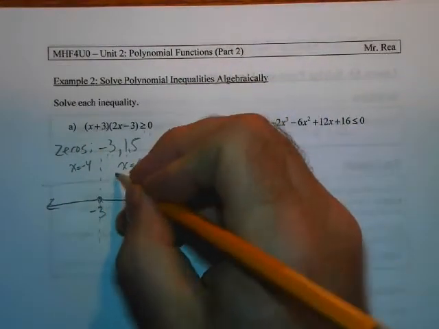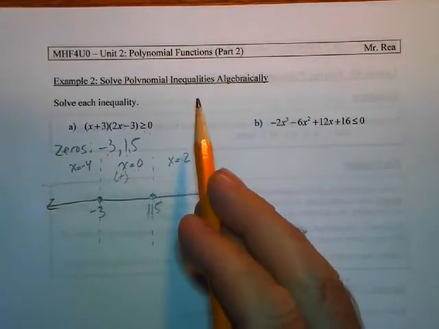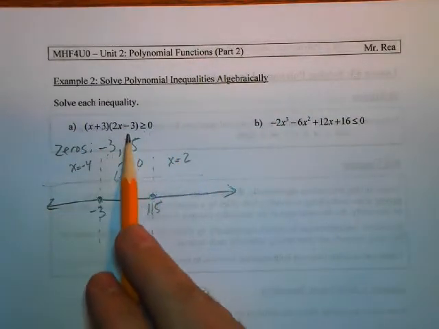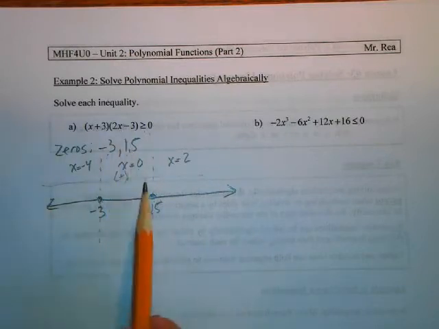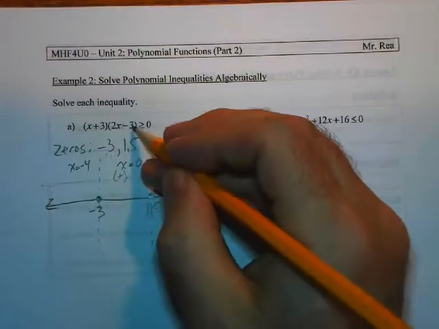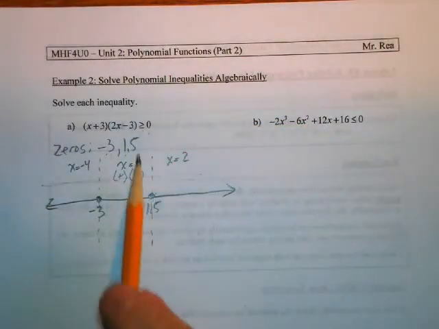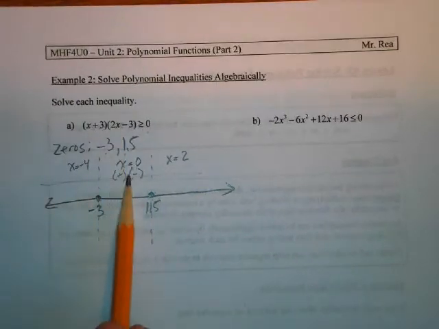So I put a little plus sign. I don't care that it's plus 3, I just care that it's positive. And if I put a 0 into the second factor, that's 2 times 0 minus 3. So I get -3, so that means negative. Okay, so I don't really care about the value at x equals 0.